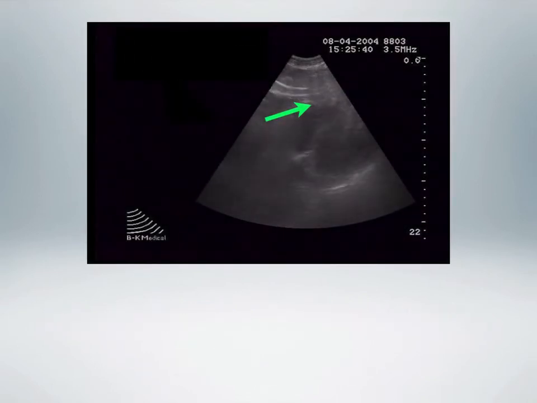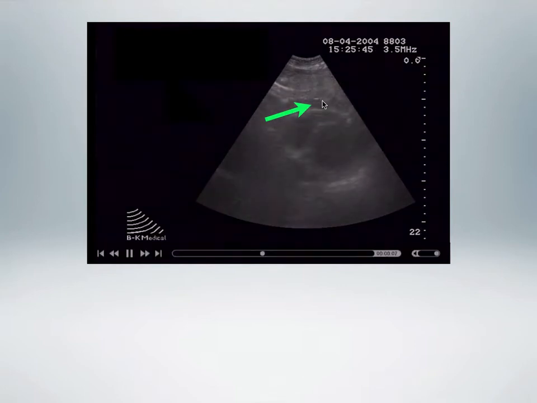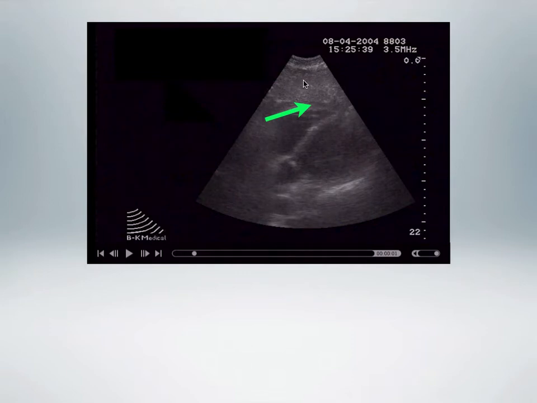Now this arrow is pointing to something, and what I'm looking for is right in this space where the pericardium is. So let's pause it right here. If we look at the image, we see the liver up here, so we know it's a subcostal view. Therefore, this must be the right side of the heart. Deeper, the left side of the heart.